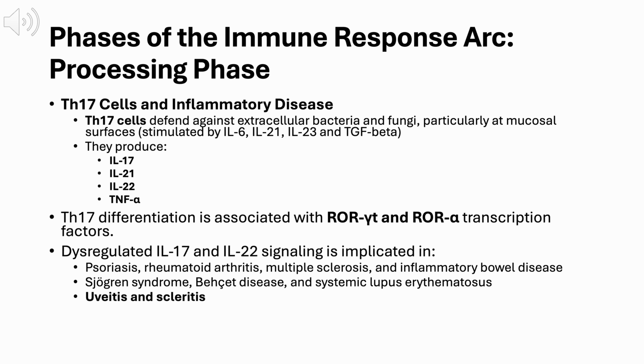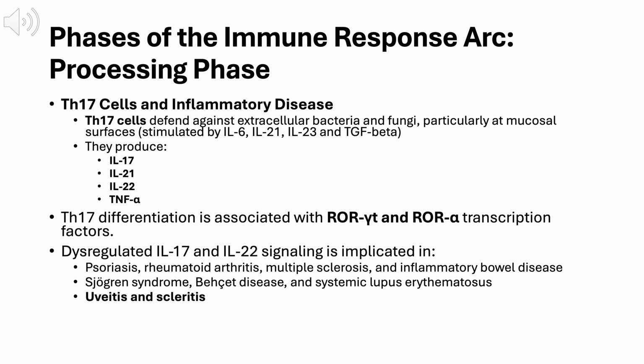Th17 cells are the newer member of the family, and for uveitis specialists, they may be the most important. They defend against extracellular bacteria and fungi, particularly at mucosal surfaces, and they're driven by a distinctive cocktail: IL-6, IL-21, IL-23, and TGF-beta. They produce IL-17, IL-21, IL-22, and TNF-alpha, and their differentiation is locked in by the transcription factors ROR gamma T and ROR alpha.